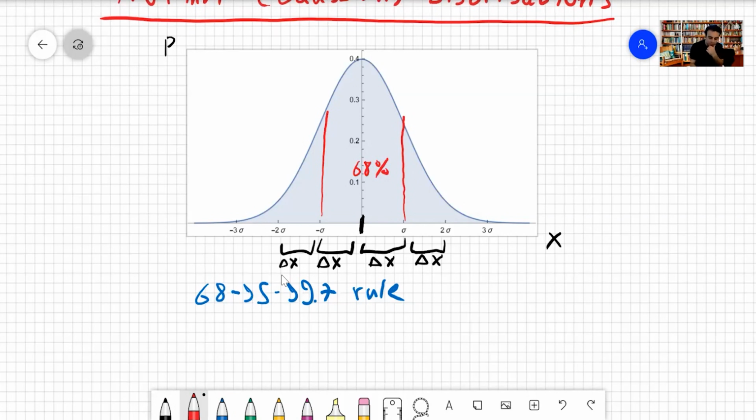And then the probability to be within two standard deviations of the mean, so between minus two sigma and plus two sigma, is 95%. And the probability to be within three standard deviations of the mean, so within these two lines, is roughly 99.7%. So basically, almost everything is within three sigma, or three standard deviations from the mean, where sigma equals the standard deviation.